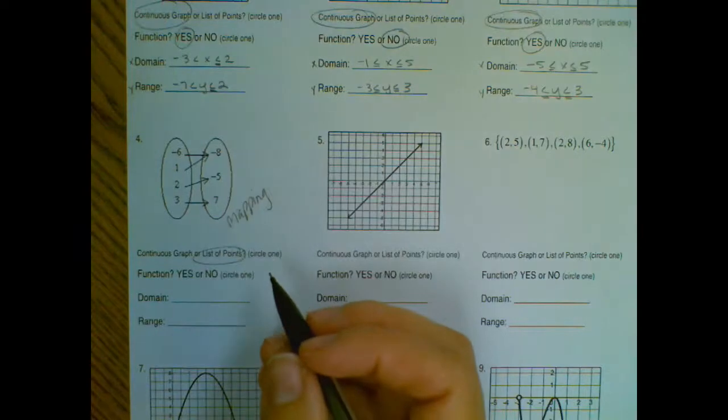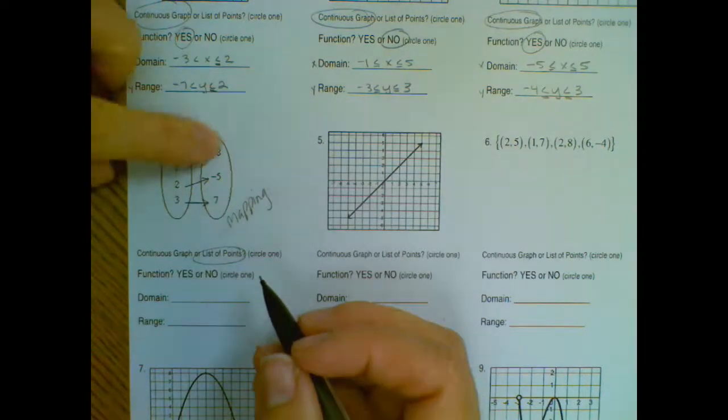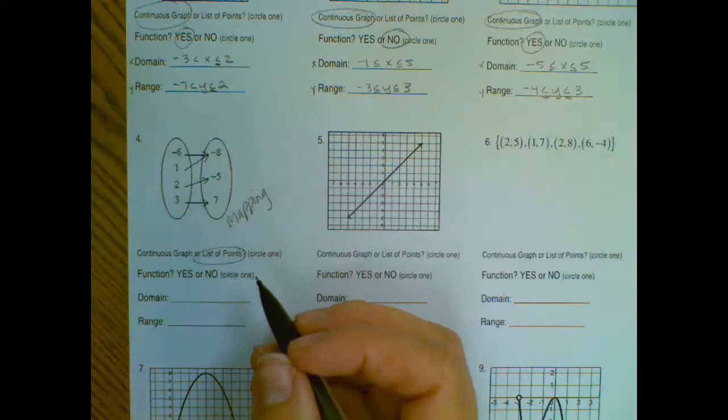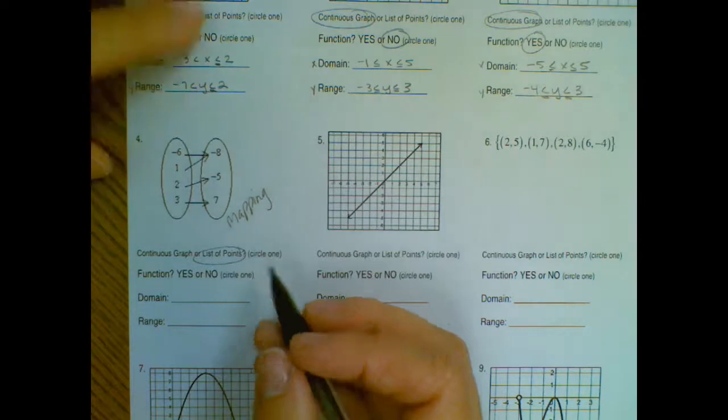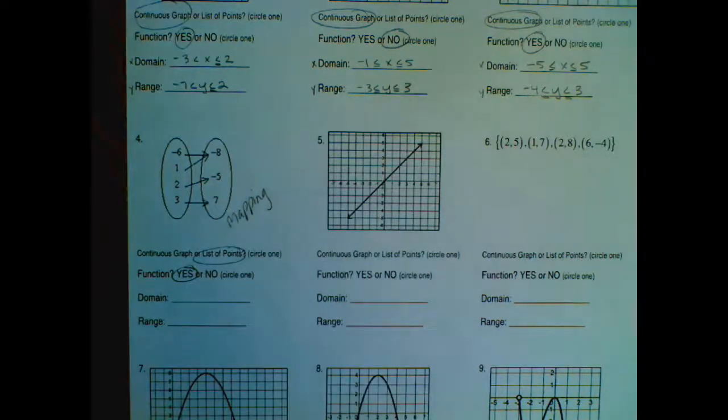We don't want any repeated x values. So if you look at -6, it only goes to 8. 1 only goes to -8, 2 goes to -5, and 3 goes to 7. So there are no repeated x values, so yes, this is a function.